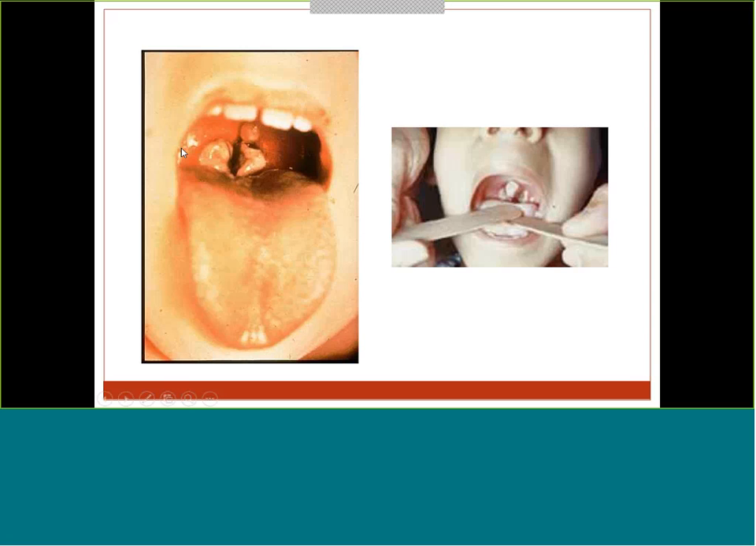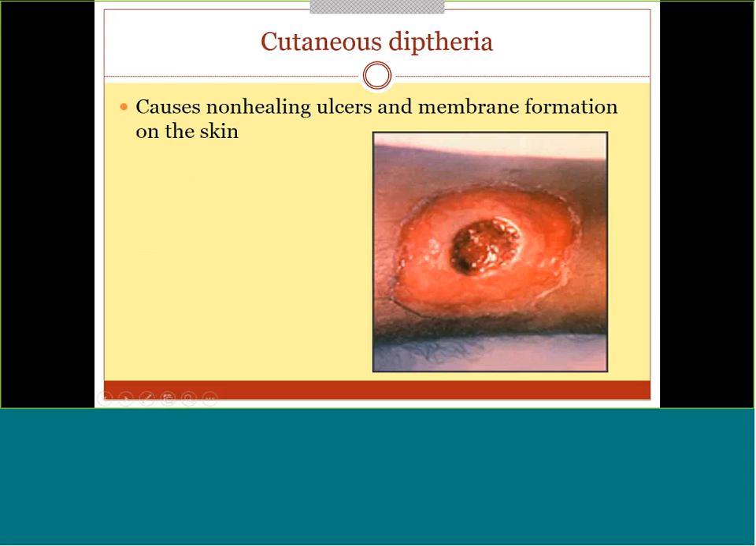So this is showing the membrane in the back of the throat. Do you see how small that airway just got there, how obstructive that is in the back? I mean, there is like no room there to breathe. All right, and then again, it forms big, nasty skin ulcers in the form of cutaneous diphtheria. And we don't need to say more on that.